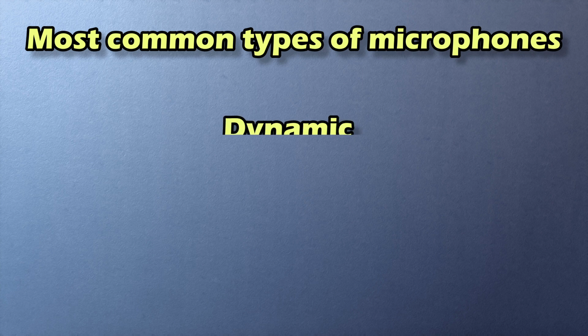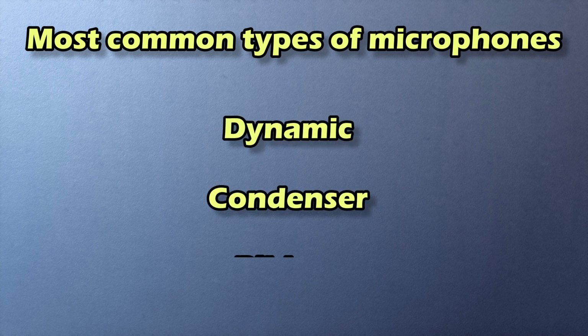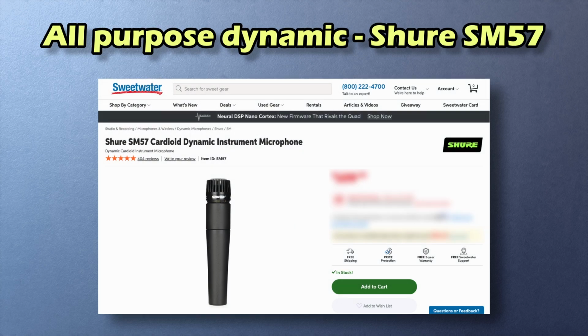There are several types of microphones that all use different methods of converting sound into electricity. The most common categories are dynamic, condenser, and ribbon. You're most likely to have a dynamic and condenser in your collection. A great all-purpose mic is the Shure SM57. It's a common mic for guitar speakers, as well as snares and even toms. They're also great for singing as well as speaking.